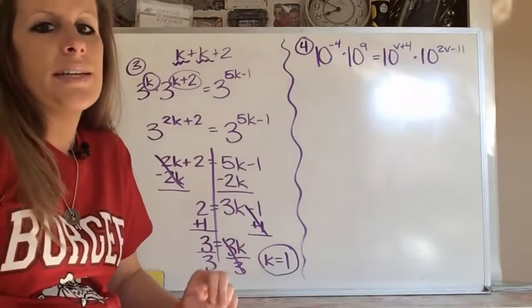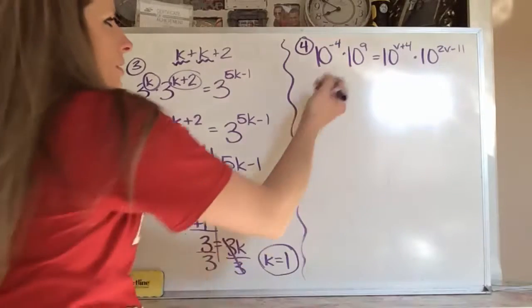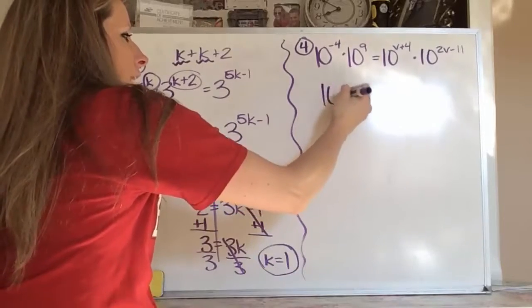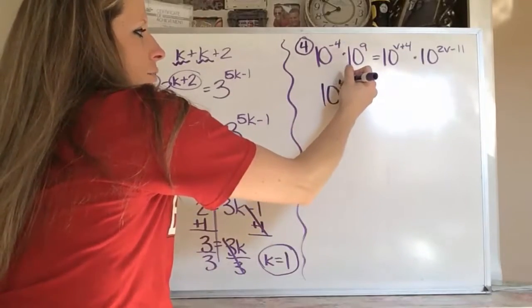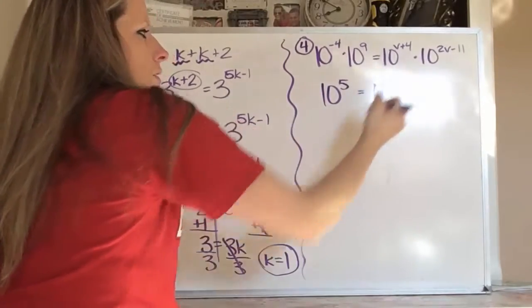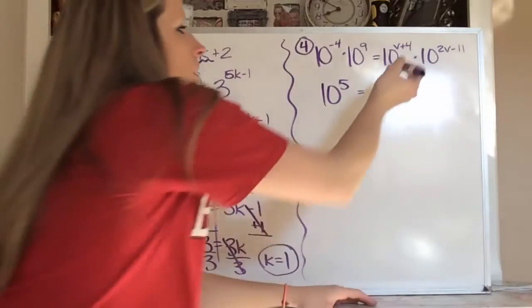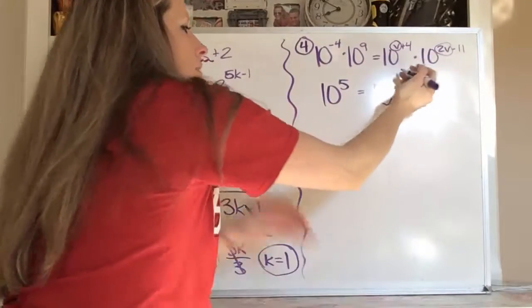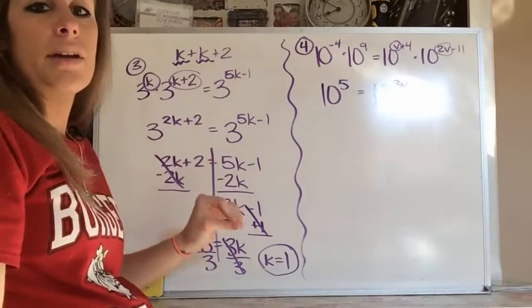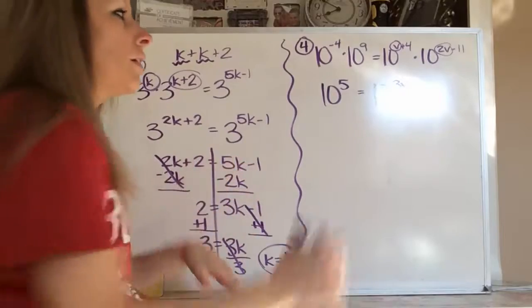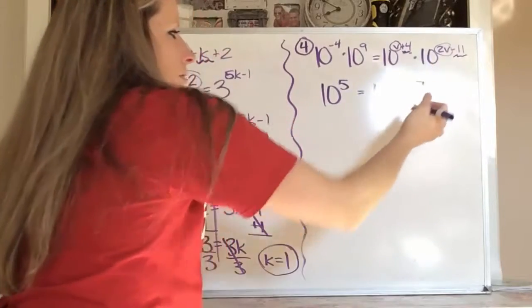Okay, so we need to condense these first. We're multiplying again, so whenever you multiply, you add your exponents. So on the left side, if I add those exponents, negative 4 plus 9 will give me 5. On the right side, whenever I add those exponents, I'm going to combine like terms. So v plus 2v gives me 3v. Okay, and then I can combine my numbers that are by themselves, the ones that don't have a v. So 4 minus 11 gives me negative 7.